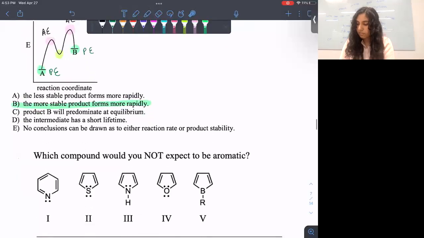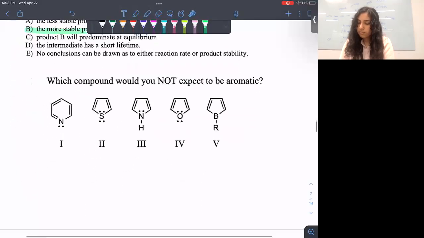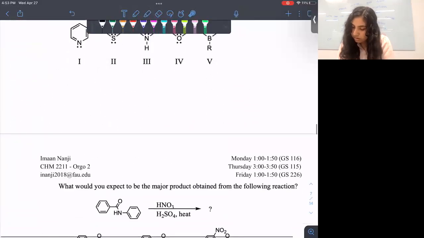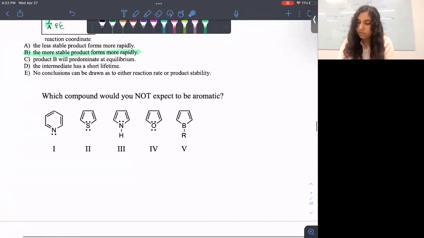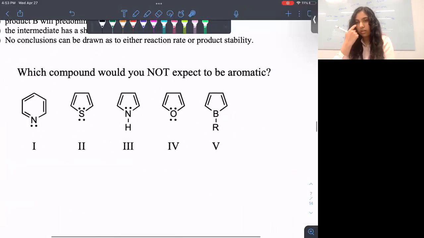So cool. Let's see what else. All right, this is the only aromaticity question I have. So which of those would not be aromatic?